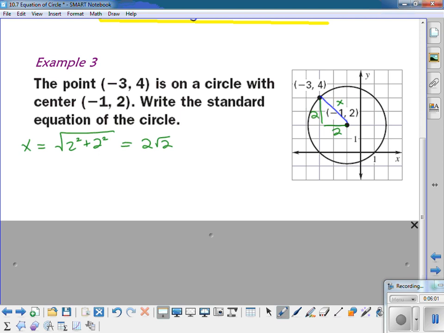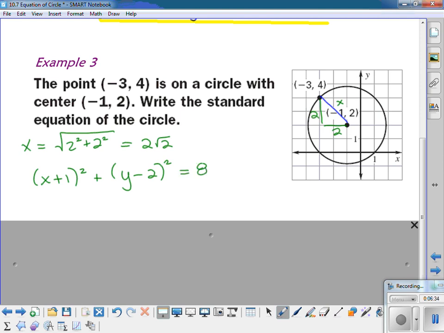I know it's a 45, 45, 90 because the legs are congruent. But you could still do it the long way. 2 squared and 2 squared is 8, and then you simplify to 2 root 2. Either way, my radius is 2 root 2. So now I have enough information, I can write the equation. And so x minus negative 1 becomes x plus 1 squared plus y minus 2 squared. And then if I square 2 root 2, it's just going to be 8.